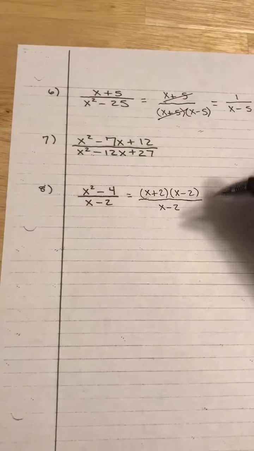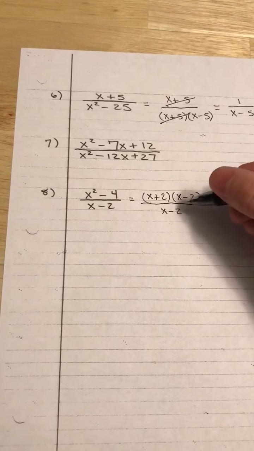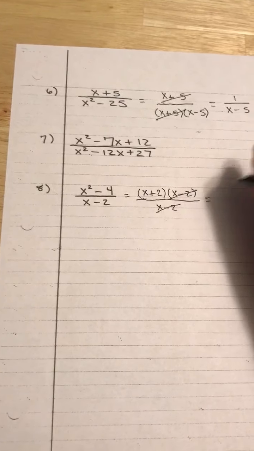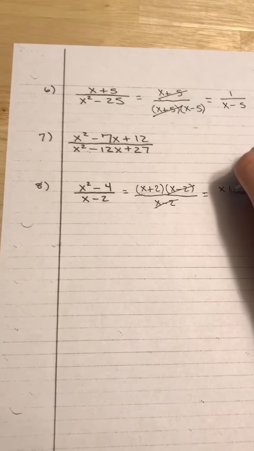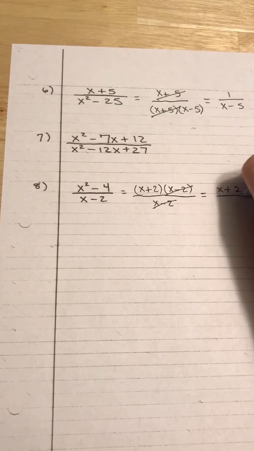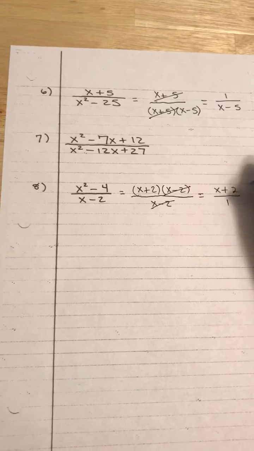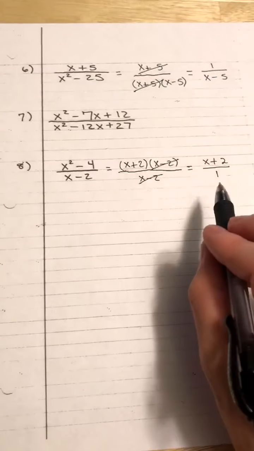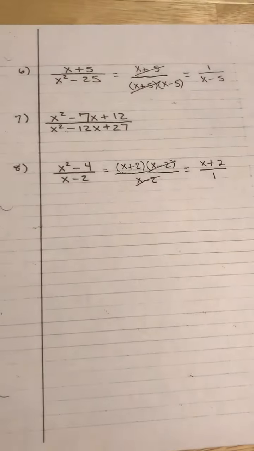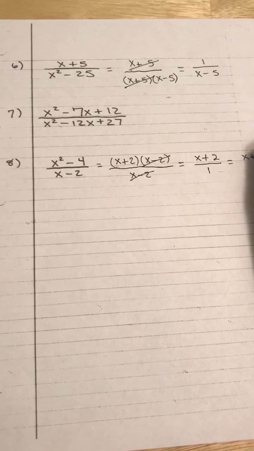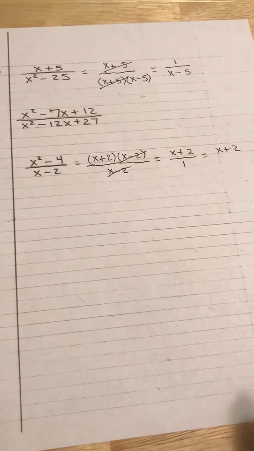So what's the same on the top and bottom that I can cancel out? It's those x minus 2's, right? So I get rid of those, and I'm left with x plus 2 at the top. At the bottom, I don't have anything, so I got to put a 1 in its place. And of course, if you're dividing by 1, nothing changes at the top. So my answer is actually just going to be x plus 2. Okay.